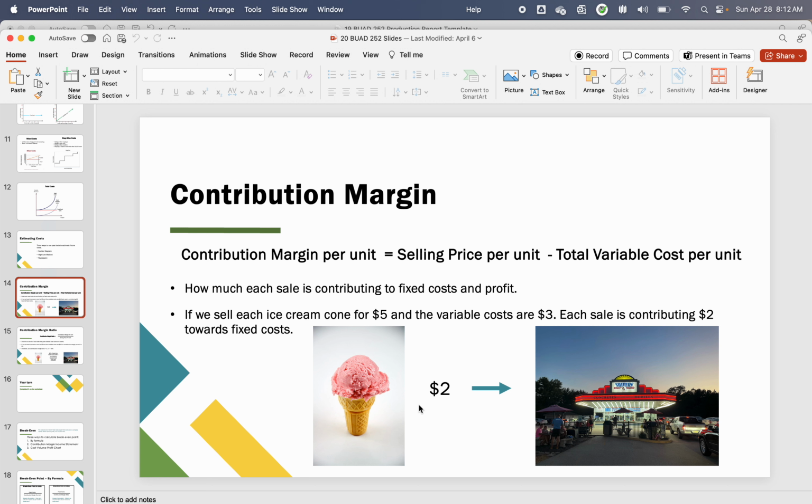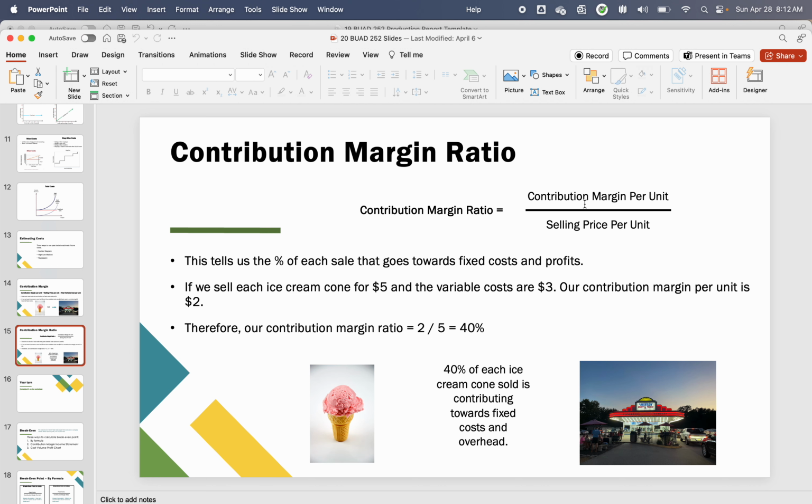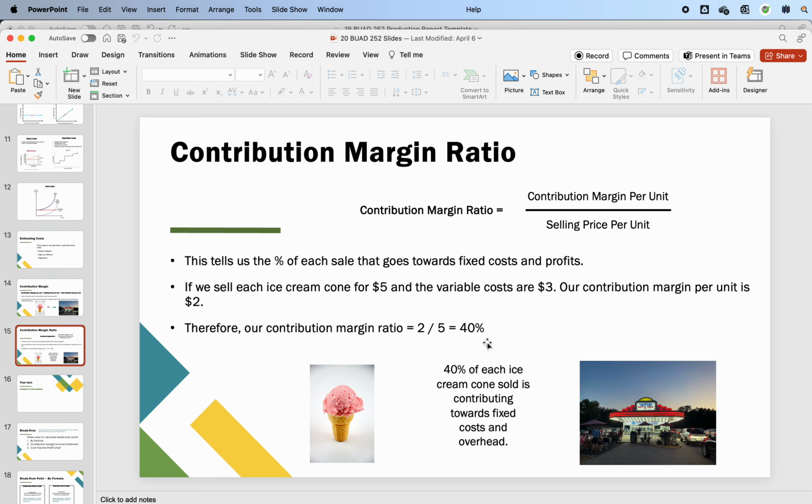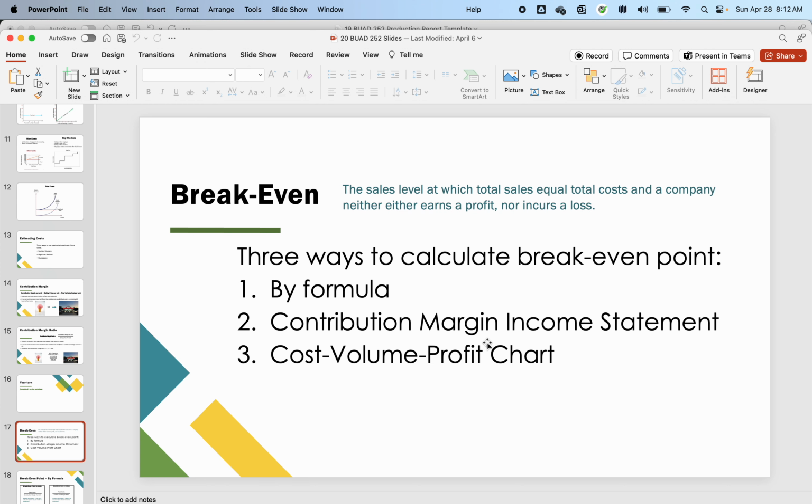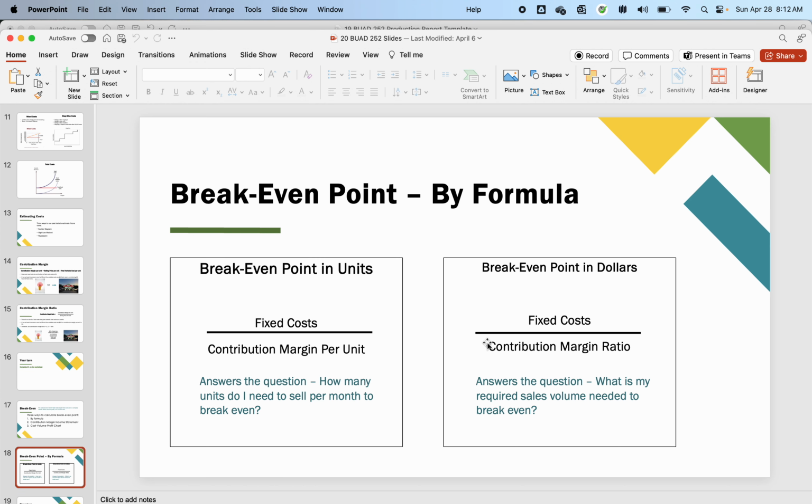$5 minus $3 equals $2. And what that means is that each sale is contributing $2 towards the overhead fixed costs. So this is towards fixed costs and profits. So that's contribution margin, and that gives you the number. And then as a percentage, once you find your contribution margin, you put your $2 over your $5, and you say that 40% of the cost of each ice cream cone sold is contributing towards fixed costs and overhead costs. And where that comes in to help is we can find our break-even point.